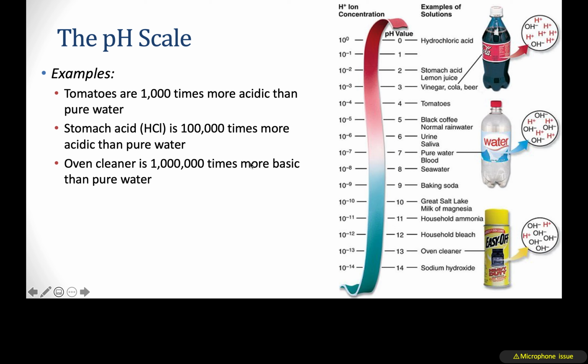All right, one more example. Oven cleaner here, okay? 1 million times more basic than pure water. Well, let's check that out. From 7, we go 1, 2, 3, 4, 5, 6 zeros, right? Take 6 steps, that means 6 zeros. Boom, 6 zeros. We're moving in the basic direction, so oven cleaner is a million times more basic than pure water. You could also say that pure water is a million times more acidic than oven cleaner, right? It's kind of a weird way to say it, but you could say it that way. Okay?